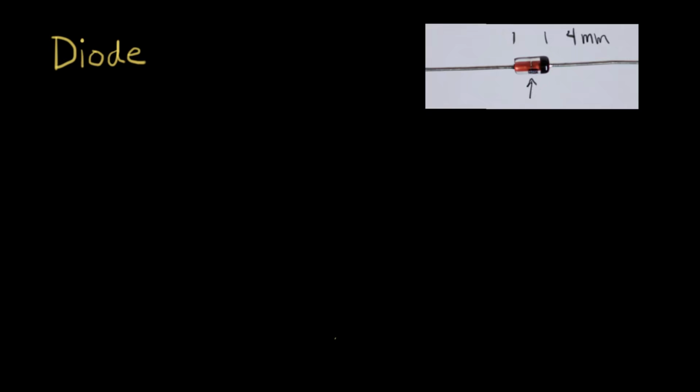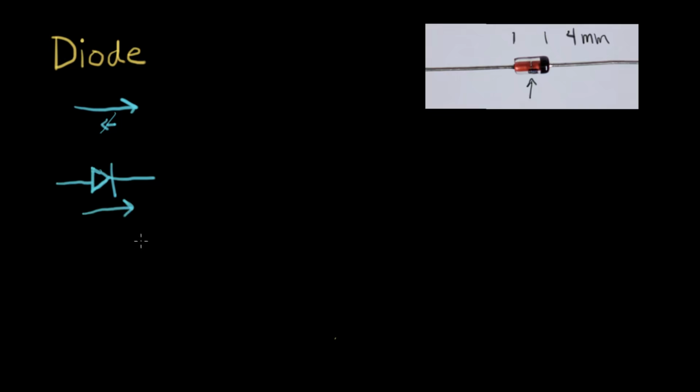So the question is, what is a diode? A diode is something that conducts current in one direction and does not conduct current in the other direction. And the symbol we use for a diode looks like this. It has this big arrow here that points in the direction of the forward current.